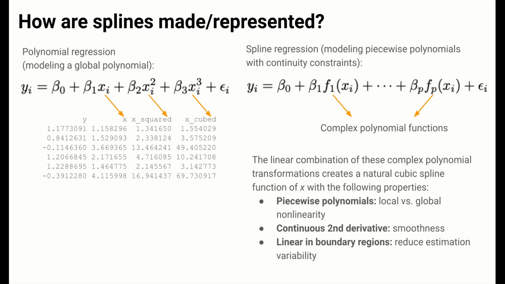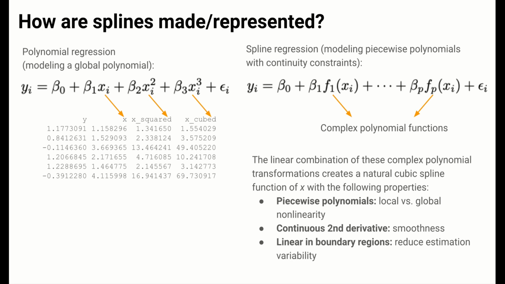the x predictor variable. A function of x that is composed of piecewise polynomials, which is to model local rather than global nonlinearity, that are continuous up to the second derivative, which is to ensure a smooth-looking function, and linear in the boundary regions, which is to reduce variability in estimation at the extremes.